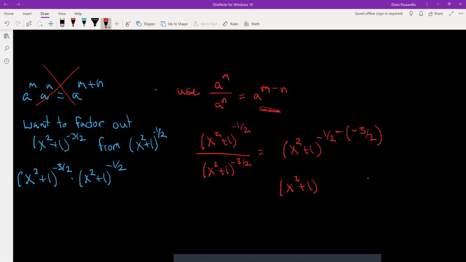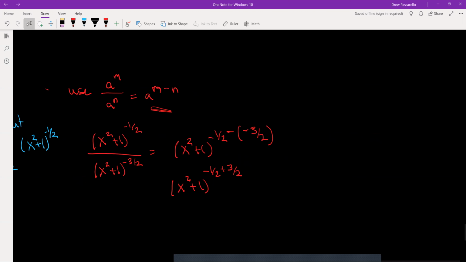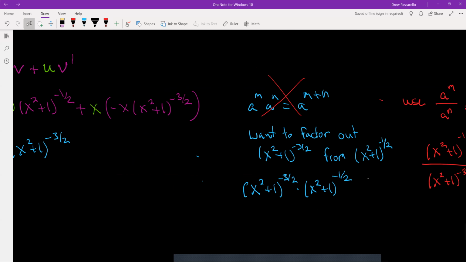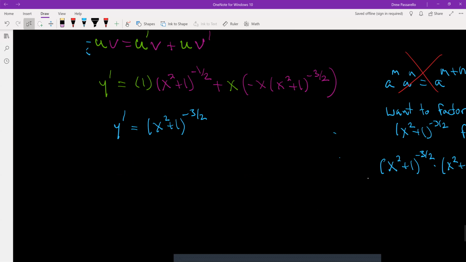So that's really -1/2 plus 3/2. Well, that's really 2 over 2, right? 3 halves minus a half is 2 over 2, which is to the first power. So this is really x squared plus 1 to the 2 over 2, which is the same thing as x squared plus 1 to the first power. All right, that is the result of when I factor out x squared plus 1 to the negative 3 halves.